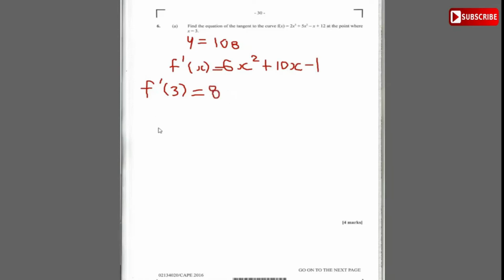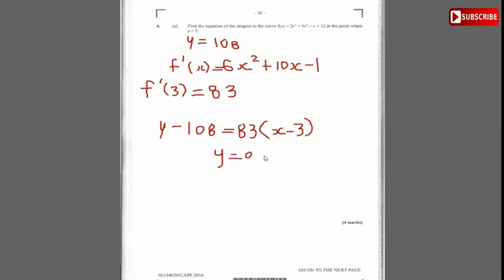And so the equation of the tangent now is going to be y minus yp. So it's y minus 108. It's equal to the gradient of the tangent, which is 83, into x minus xp, which is x minus 3.